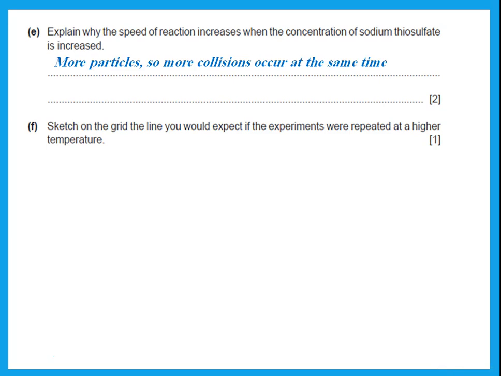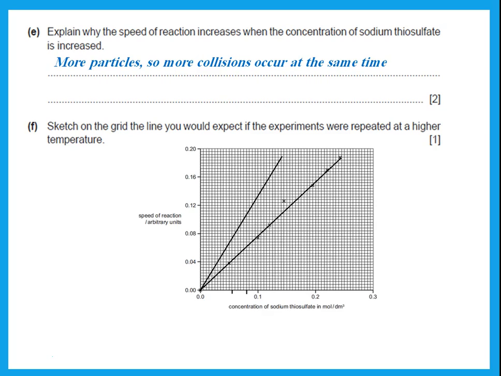Again, concentration increases, that means more particles, so more collisions occur at the same time. Always you have to mention the word collision in your explanations. You cannot explain anything regarding rate without talking about collisions. Sketch on the grid the line you would expect if the experiments were repeated at a higher temperature. So you have this, the first one is the one you drew. Now you need to draw another line in the same exact way, but if it is done at a higher temperature, then that means that it is a faster reaction, and so the new line will have a steeper slope.